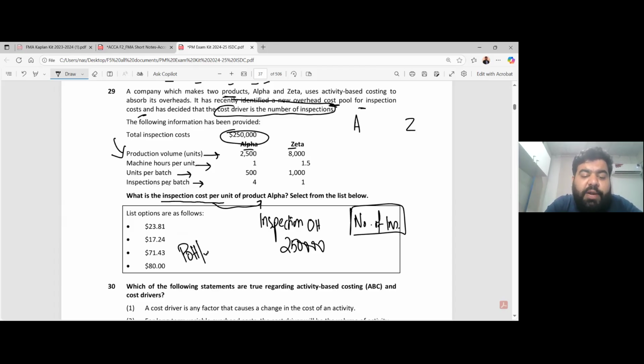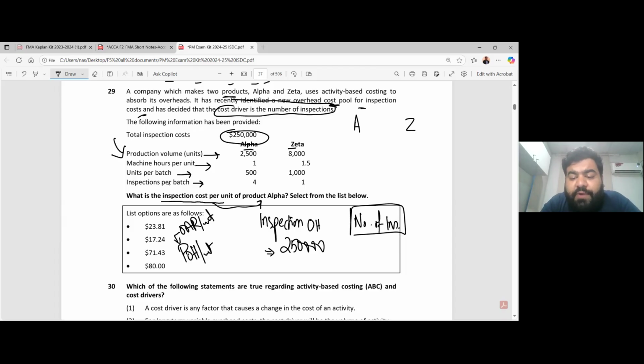We have to calculate production overhead per unit, and for the overhead per unit, we have to calculate the OAR. You will use ABC here, right? So inspection overhead is 250,000, and the number of inspections is the base. Let us calculate that as well. Then we'll calculate the OAR, then the production overhead per unit for A.